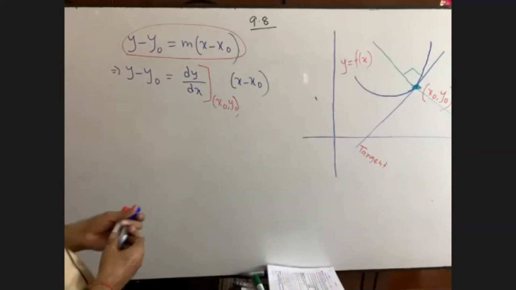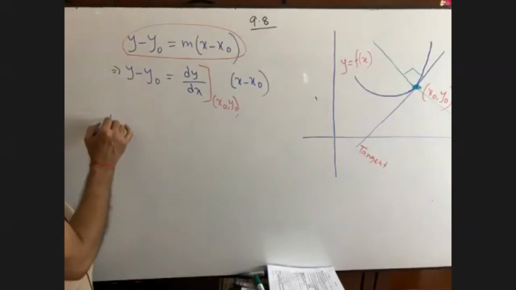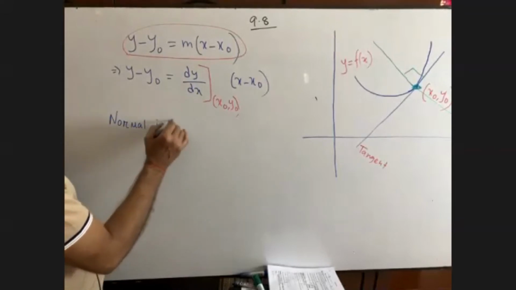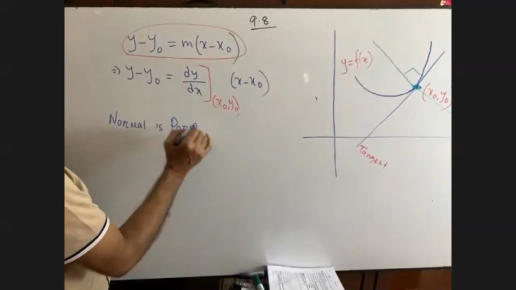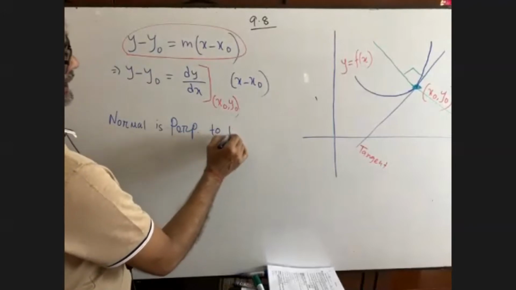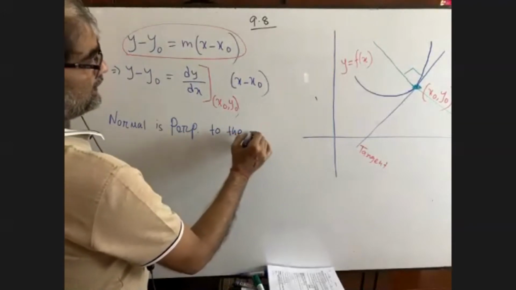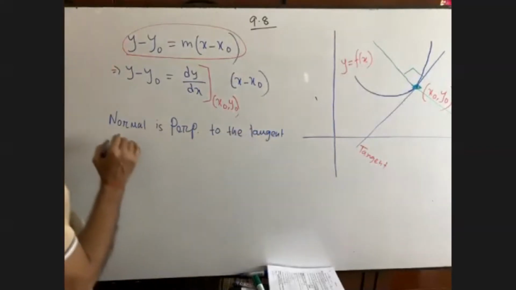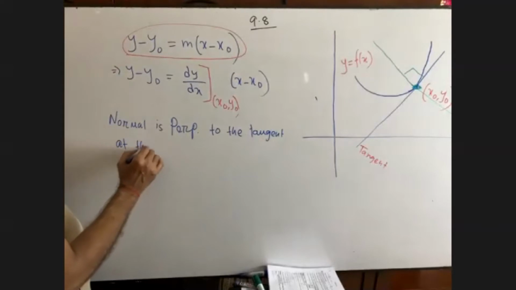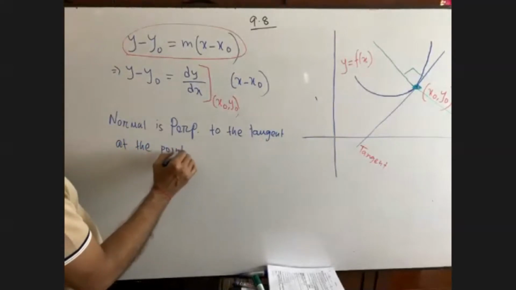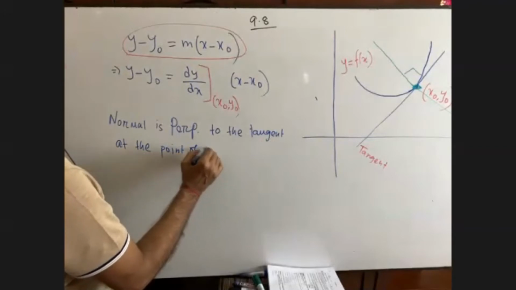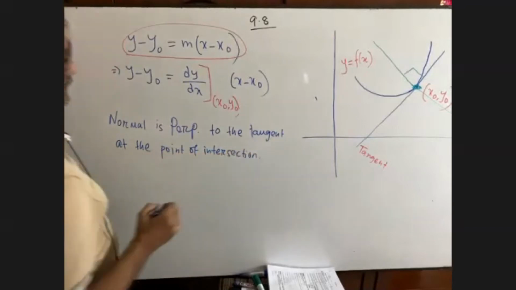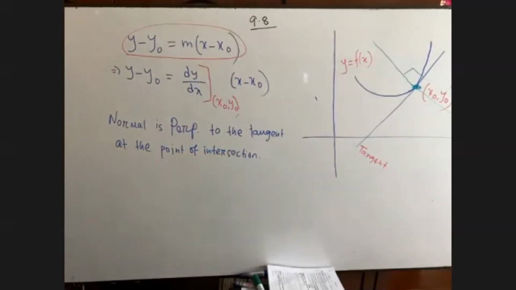So what is normal? Write down. Normal is perpendicular to the tangent at the point of intersection.